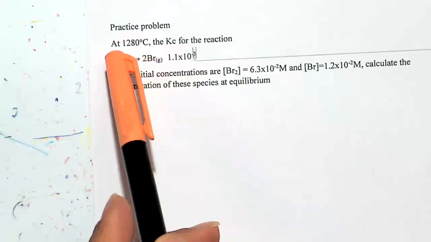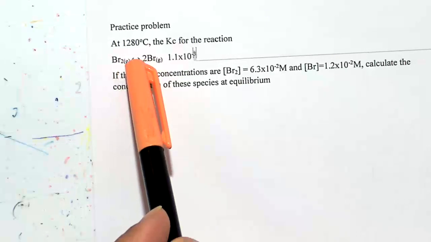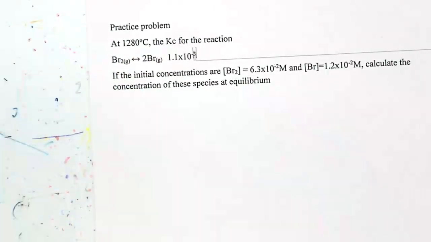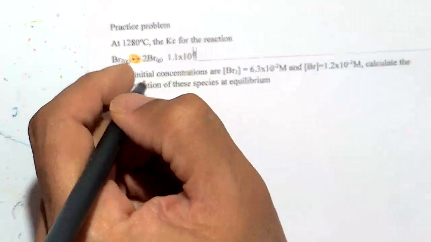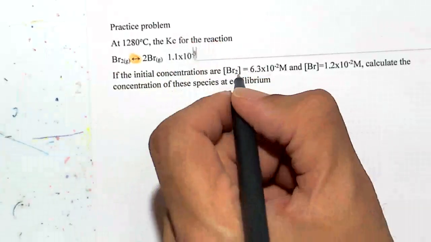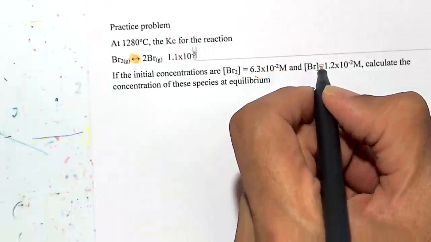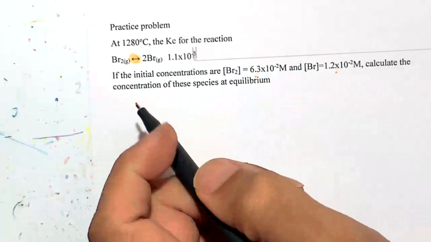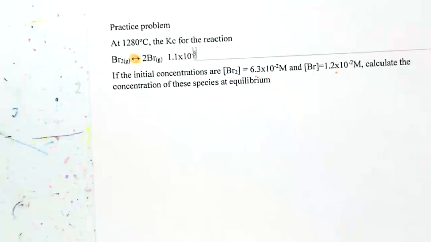At 1280 degrees C, the Kc for the reaction Br2 going back and forth to Br. Is this in equilibrium? Yes, look at the arrows. The equilibrium constant for this is 1.1 times 10 to the minus 3. If the initial concentration of Br2 is that, and the Br is this, calculate the concentration of these species at equilibrium. So let's just rewrite everything.